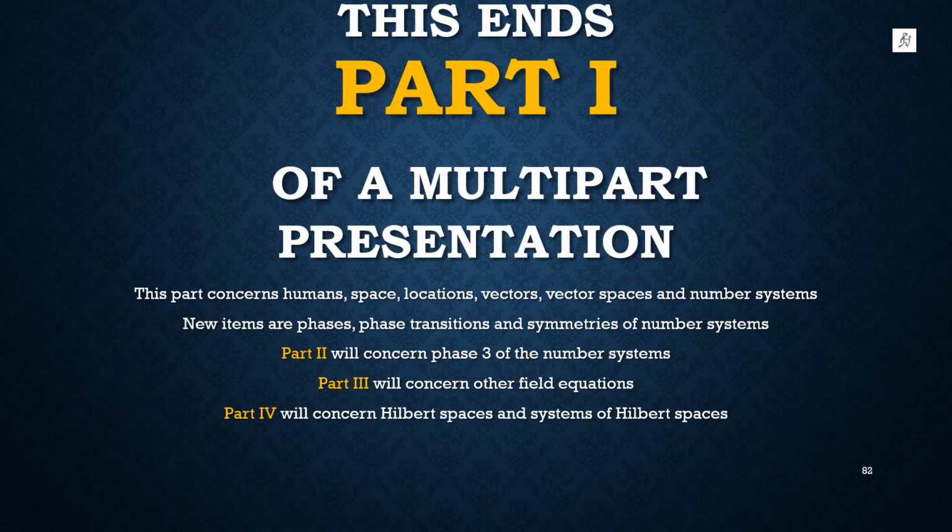This ends part 1 of a multi-part presentation. This part concerns humans, space, locations, vectors, vector spaces, and number systems. New items are phases, phase transitions, and symmetries of number systems. Part 2 will concern phase 3 of the number systems. Part 3 will concern other field equations. Part 4 will concern Hilbert spaces and systems of Hilbert spaces.